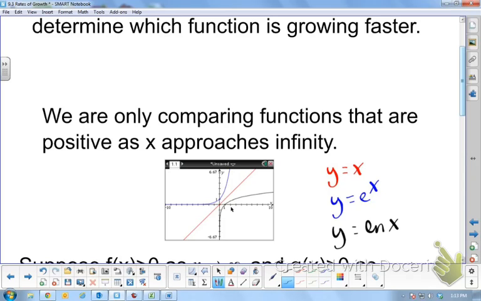Which one looks like it's growing faster, getting bigger faster? e to the x. Which one looks to be going the slowest? Natural log. So e to the x, just looking at the graph, is faster. And that makes sense because exponential functions are all about getting big really fast. And ln x is slower, which makes sense because it's the inverse of e to the x.